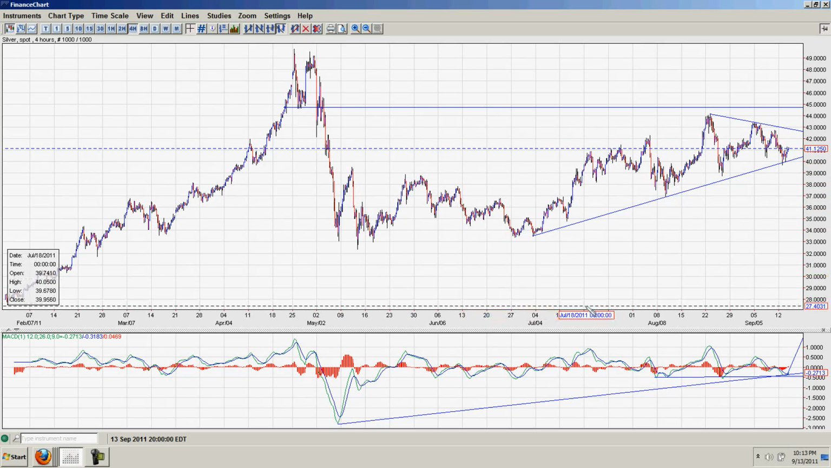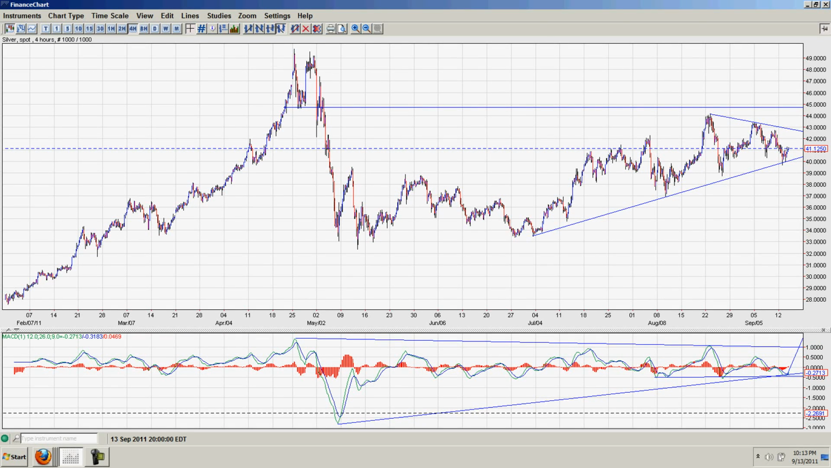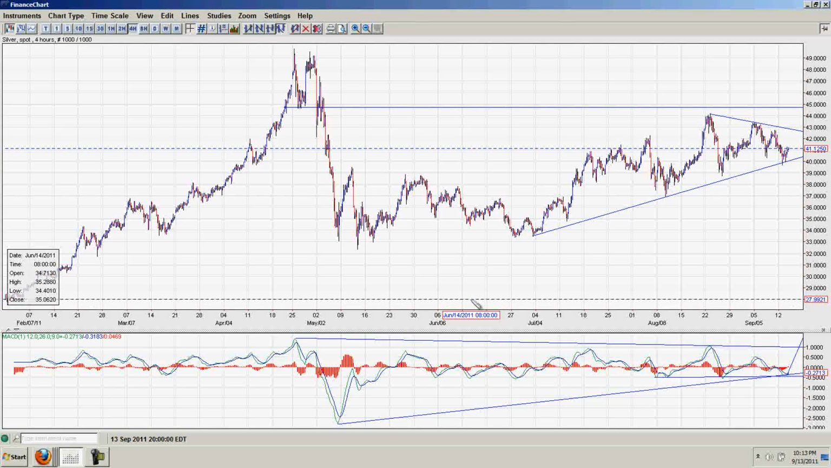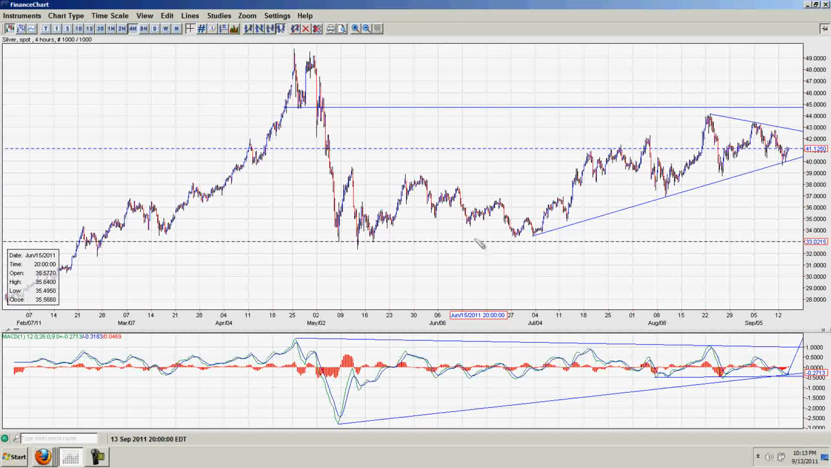Gold, as far as the flag formation and the MACD, is far more bullish than silver, but then again, if historical precedents hold, then silver will at some point catch up with gold. That's what we've always seen in the past. I don't see any reason why we should expect that it won't happen in this case.